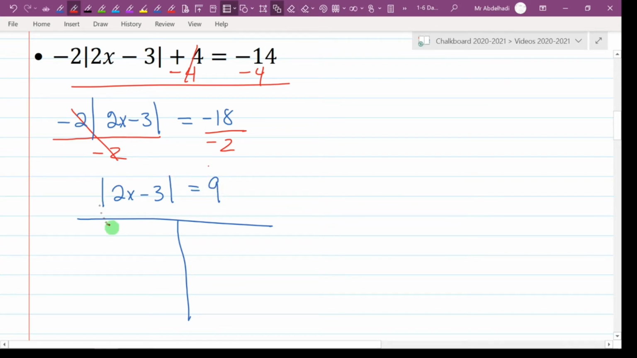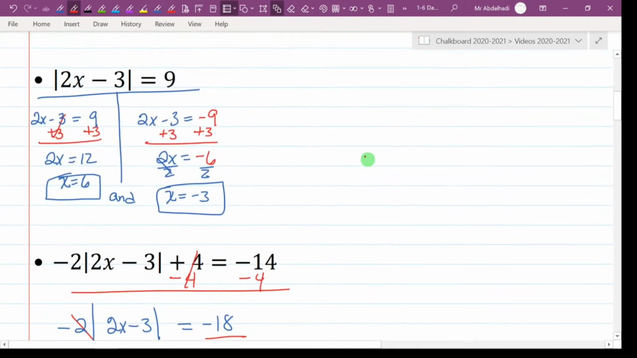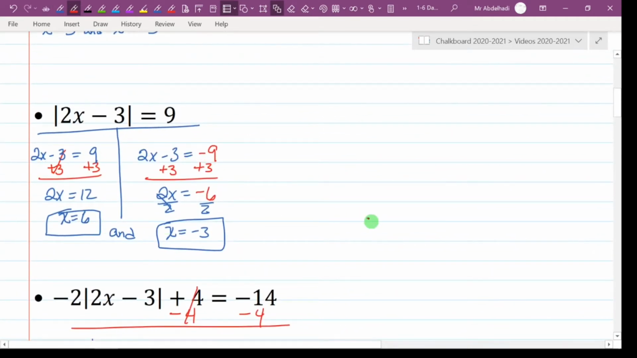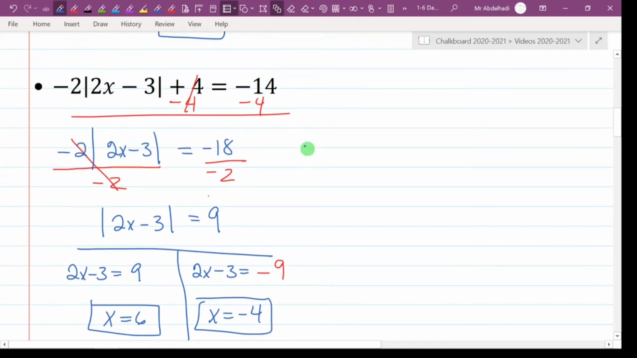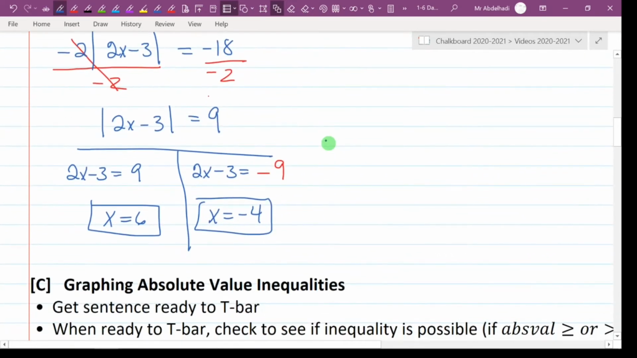So then you go ahead and you split this up. Okay, 2x minus 3 equals 9, and 2x minus 3 equals -9. And if you notice, that's exactly the same stuff we had up here. So I'm not going to do the problems again. This is x equals 6, and this one was x equals -3. There are our two answers, just like we had up top there.